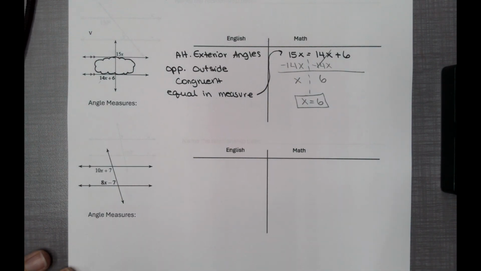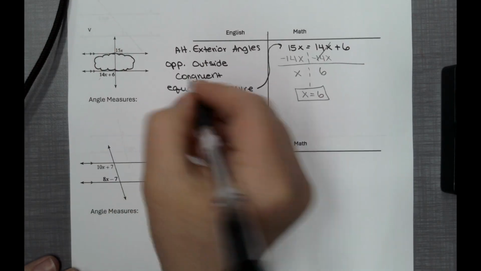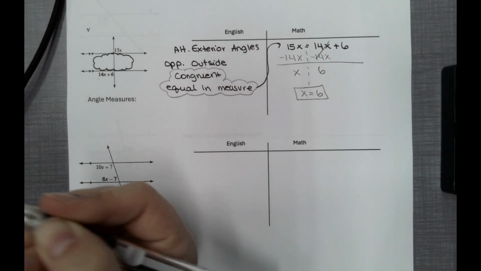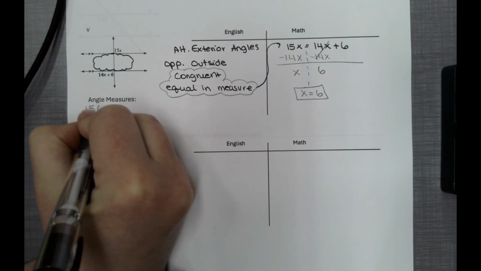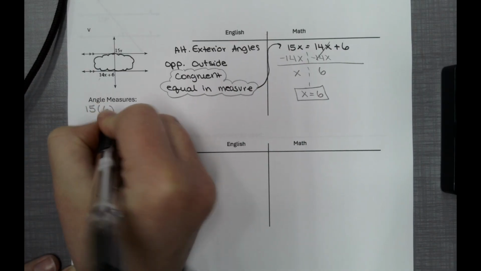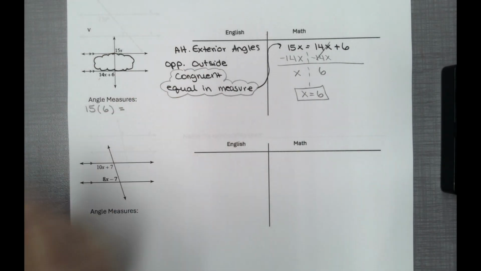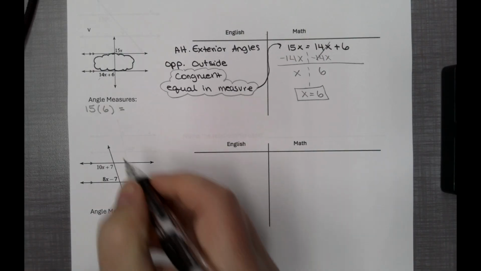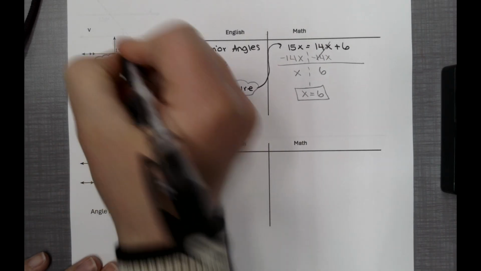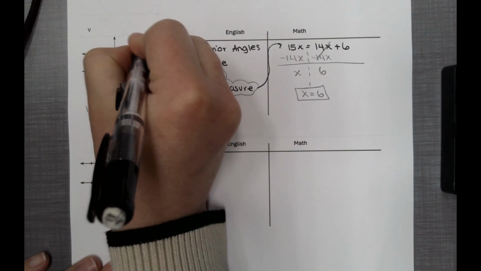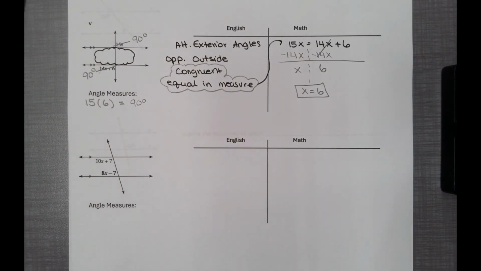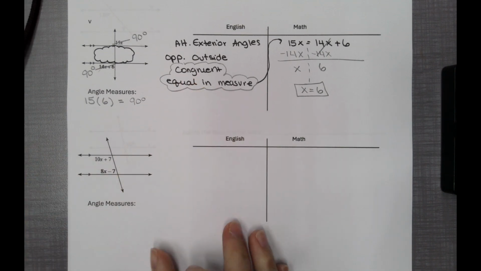You do need to find the angle measurements. For the angle measurements, again, you can do one or you can do both. Because we have congruent, equal in measure, both of them are going to be equal in measure. So I'm going to do 15 times 6 to do this one. Let's go ahead and use a calculator. 15 times 6 is 90 degrees. It is not always 90, it just happens to be 90. So we know that the other one's going to be 90 as well because of congruent, equal in measure.